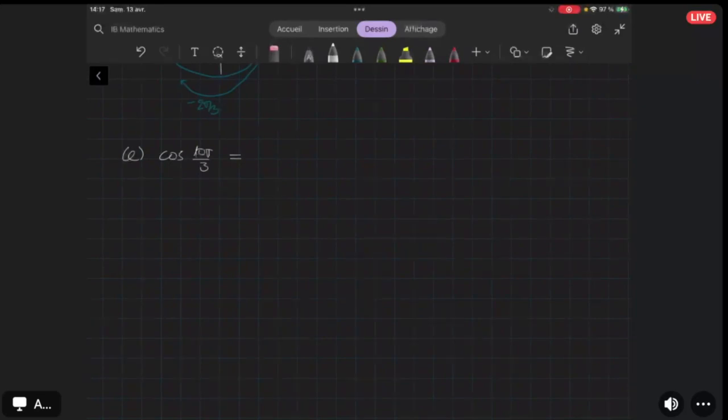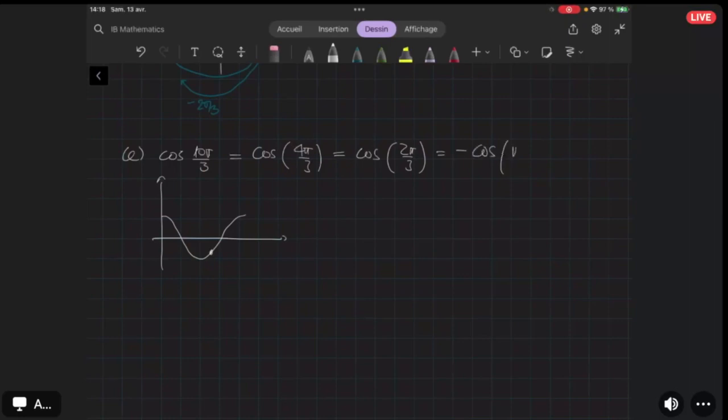So, cos 10 pi over 3. Period of cosine is 2 pi, so that's basically cos of 4 pi over 3. Cos of 4 pi over 3, sketch it out. That is equal to cos of 2 pi over 3, and cos of 2 pi over 3 is equal to negative cos of pi over 3. And cos of pi over 3 is a half. So final answer, negative a half.